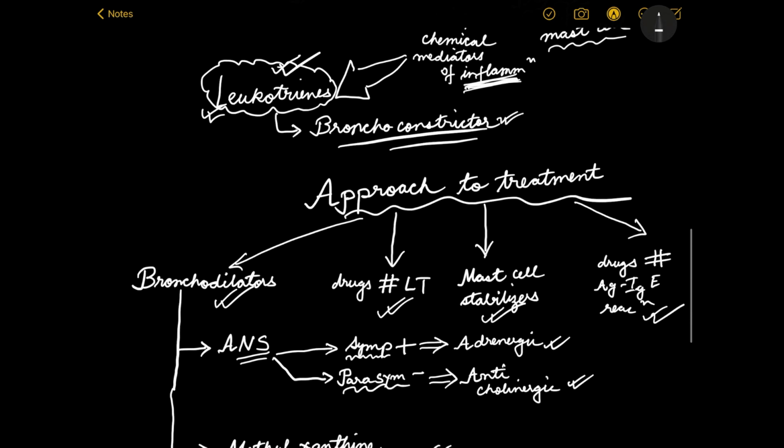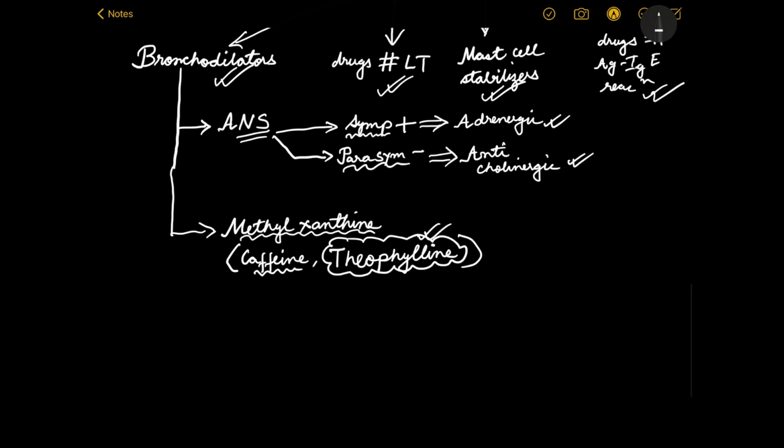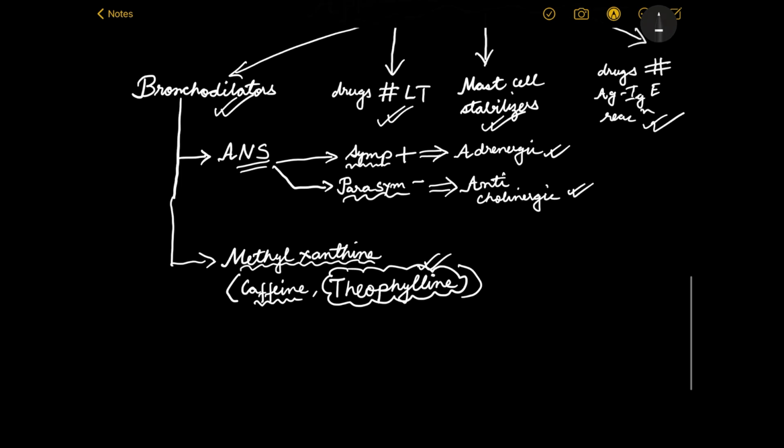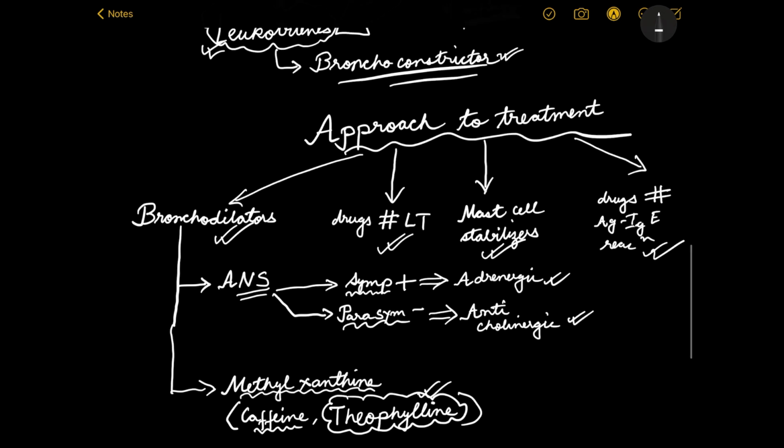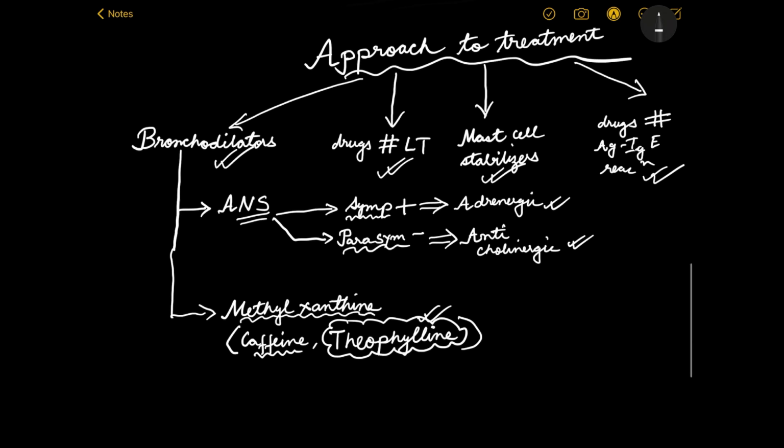The major anti-inflammatory treatment is administration of something which we say to be steroids. So steroids are another way by which we can treat asthma. But steroids are not actually bronchodilators. They do not actively bronchodilate like the adrenergic or the anticholinergic drugs or theophylline. These are active bronchodilators, but steroids are anti-inflammatory.